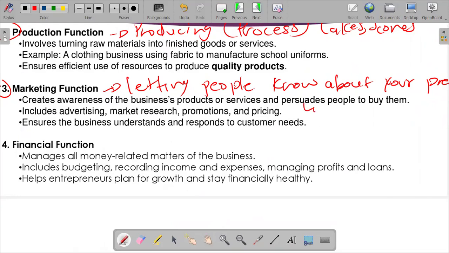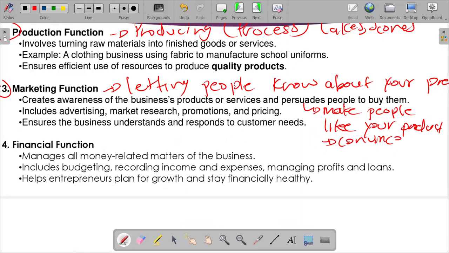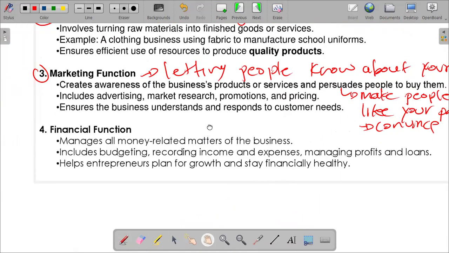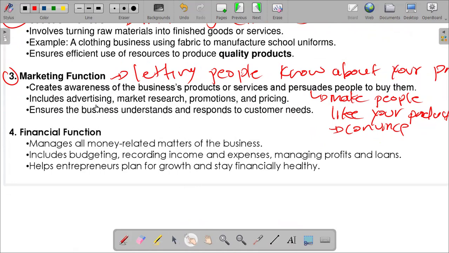right? Persuade is to make people like your product. Make people like your product. Like you convince them. You convince them to like your product. And then it says here, the marketing function includes advertising, which could be your billboards, which would be your radio advertisement, TV advertisement, any way that you can get people to know about your product.